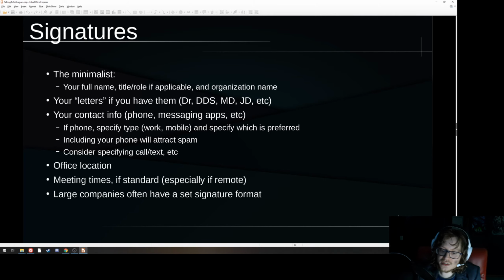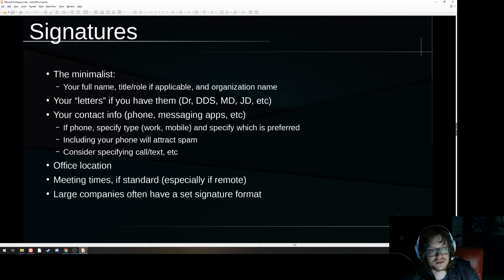So what should your signature look like? It depends on your organization. In a lot of organizations, they will just tell you what your signature is supposed to look like. That's the best case, honestly. I wish that John Carroll just told me exactly what my signature was supposed to look like, because now I have to guess. And my preference is the minimalist.